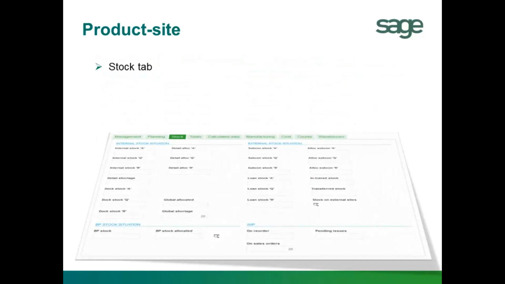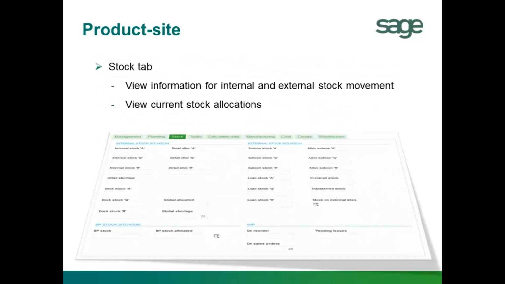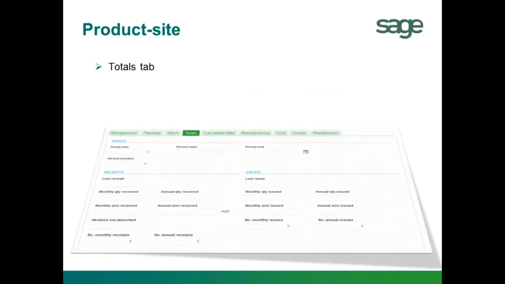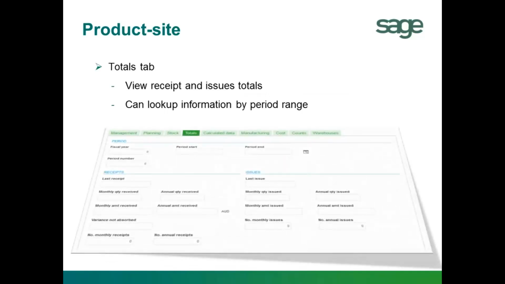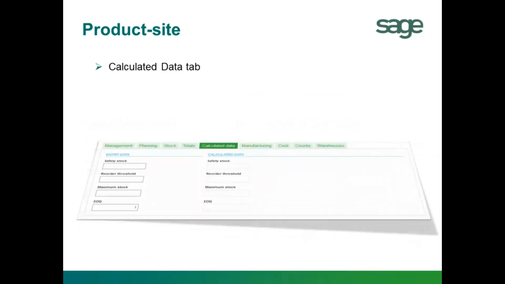On the Stock tab, this is where you view information for internal and external stock movement based on stock status. You can also view current stock allocations for each stock status and BP allocation. On the Totals tab, you can view receipt and issue totals for specific fiscal years and period range. On the Calculated Data tab, you can manually enter safety stock, reorder point, maximum stock, and EOQ, or view the same totals calculated by MRP, and this is used for replenishment.